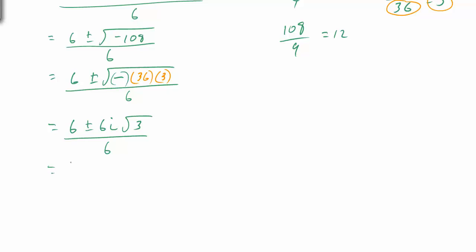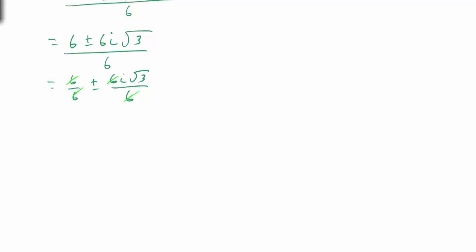And now we would have 6 over 6 plus or minus 6i square root of 3 over 6. And I just did this to show you that your 6's here are going to divide. So therefore, we're going to be left with 6 over 6 is 1 plus or minus 6 over here is divided to 1, so that's i square root of 3. Now, that is what x is equal to. So there's our 0. That means that x equals 1 plus i square root of 3, and x equals 1 minus i square root of 3.